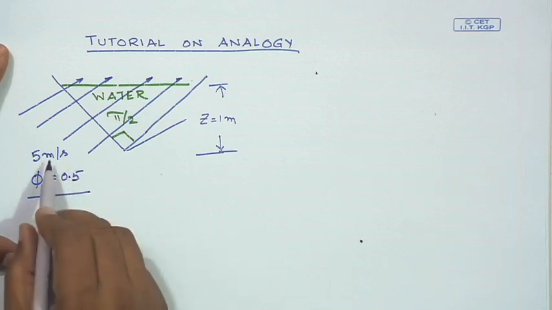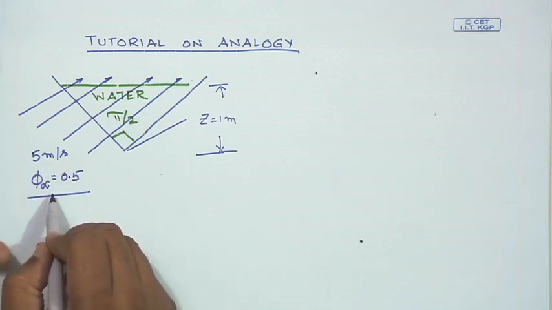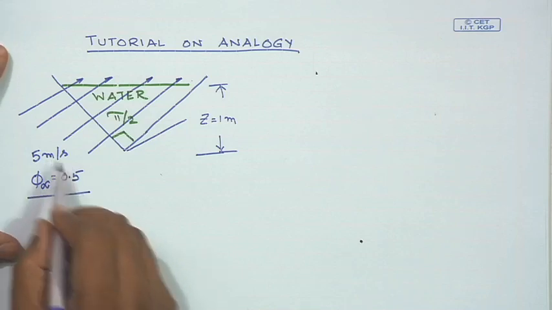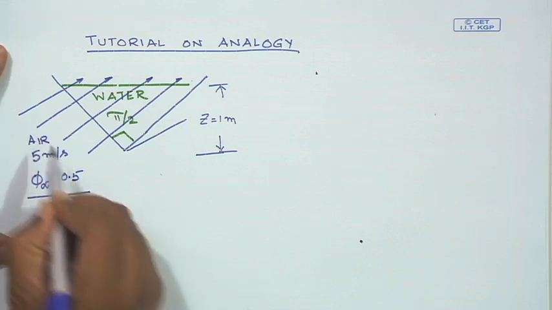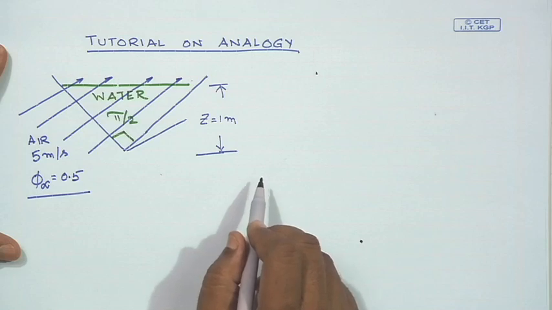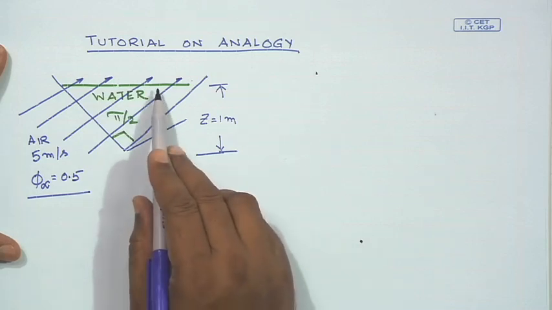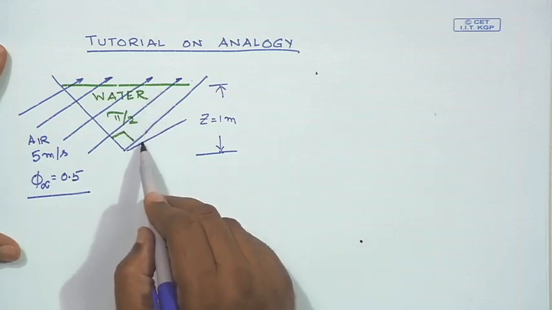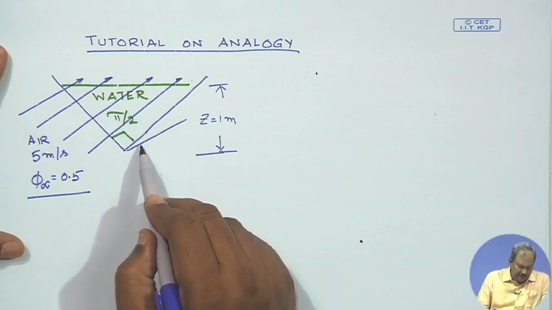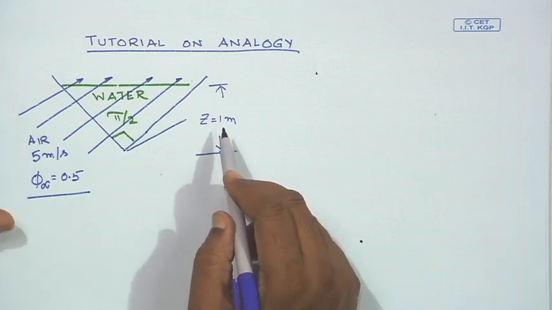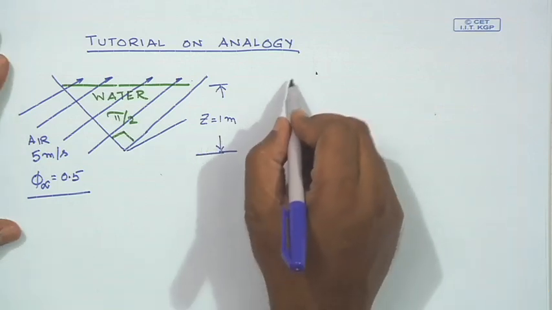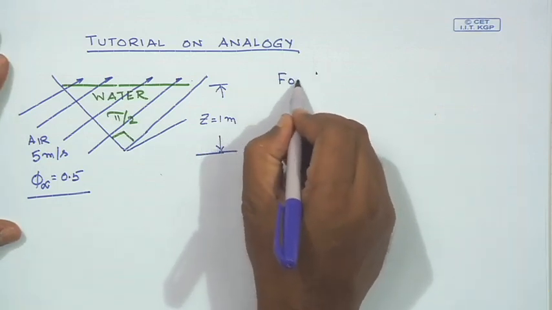So, these are the conditions of the water which is flowing, the conditions of the air which is flowing over the water surface, and the initial height of water in the triangular cross section storage tank is given as 1 meter. So, we first need to find out what would be the expression for evaporation.